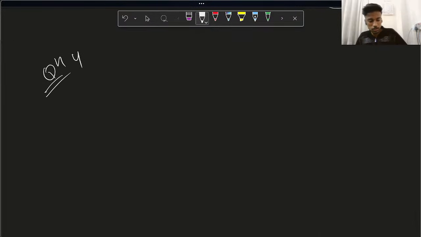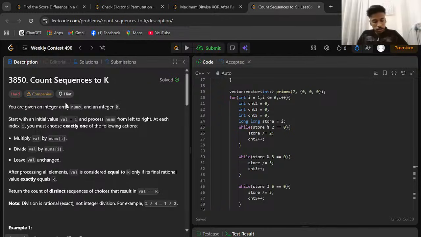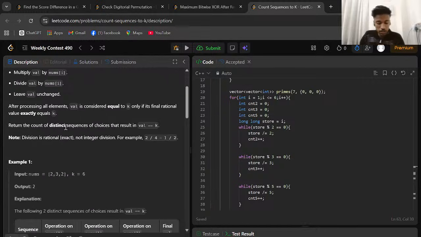Question 4. You are given an integer array nums and an integer k. Start with an initial value val equal to 1 and process nums from left to right. At each index I, you must choose exactly one of the following actions. You can either multiply val by nums of I, divide val by nums of I, or let it remain unchanged.